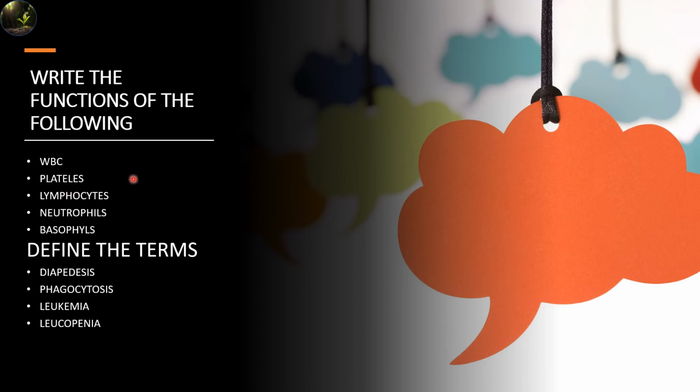You have to write the term initiates. The next one, lymphocytes. The main function is production of antibodies. Then the next one, neutrophils. The main function is phagocytosis. Basophils. What is the function of basophil? Again phagocytosis you can write, and production of histamine.